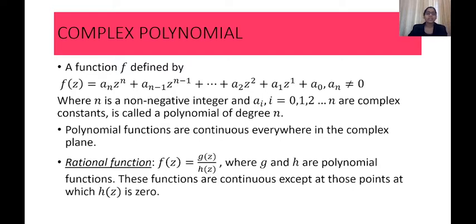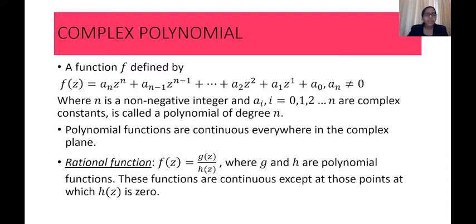Next we shall discuss the complex polynomial. We know what a polynomial is. Say 2x plus 3 is a polynomial, 5x plus 7x plus 8x square, and so on. I can go on. All those are polynomials. So what will be a polynomial in the complex case?